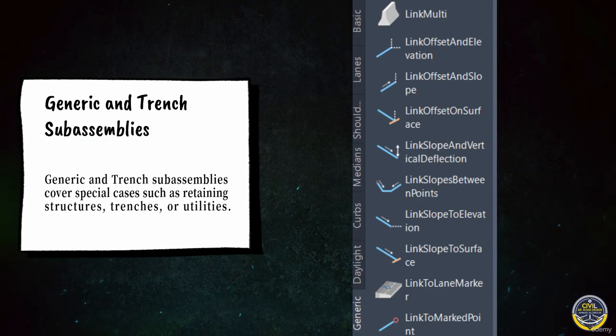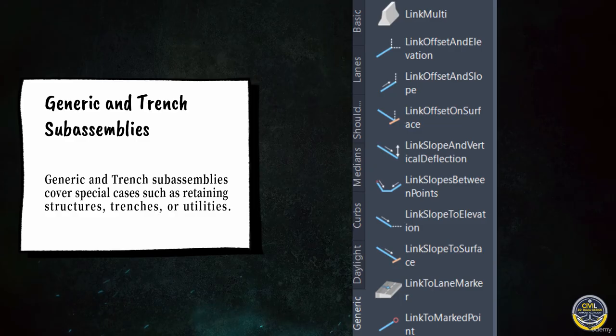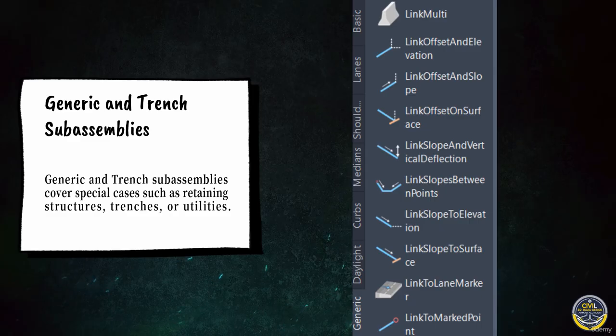Finally, generic and trench subassemblies cover special cases such as retaining structures, trenches, or utilities. They are commonly used in complex projects that go beyond typical roadway geometry.